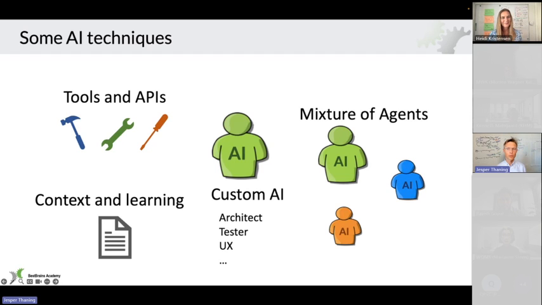And if we have one agent today, it could also be that we have several agents in the future, some that are specialized, some that are small, cheap, and then they can also work together.